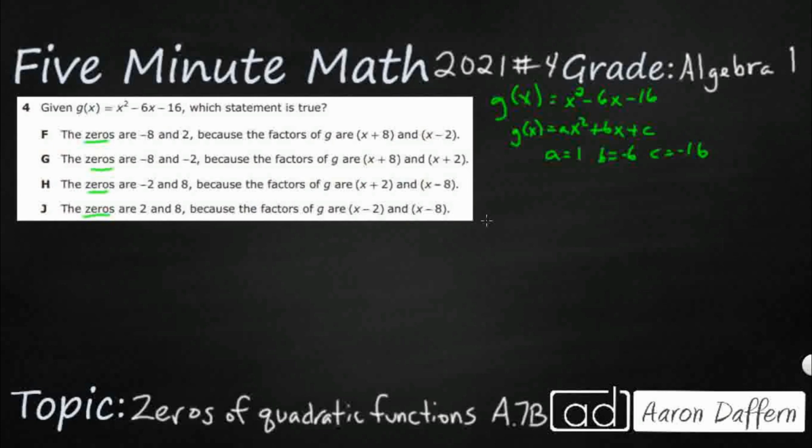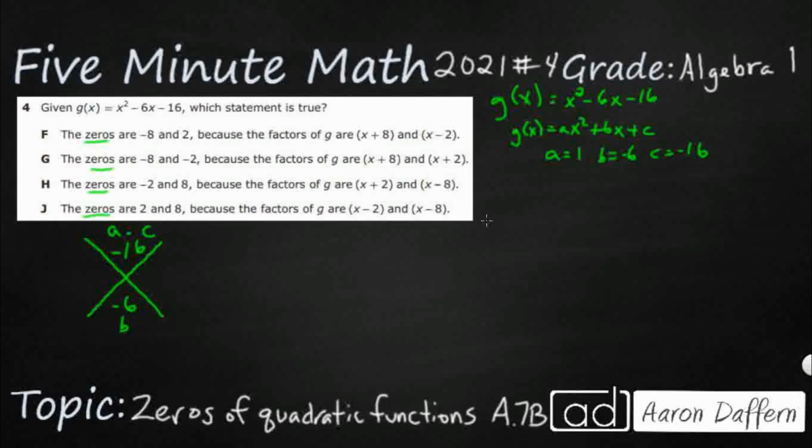So how do we use that information? Well, I like to use the diamond method. You might know another way to do it. But the diamond method here says we're going to take the a and the c and we're going to multiply them. So a times c, that's just going to be 1 times negative 16, negative 16. And then you simply put the b down here, negative 6.